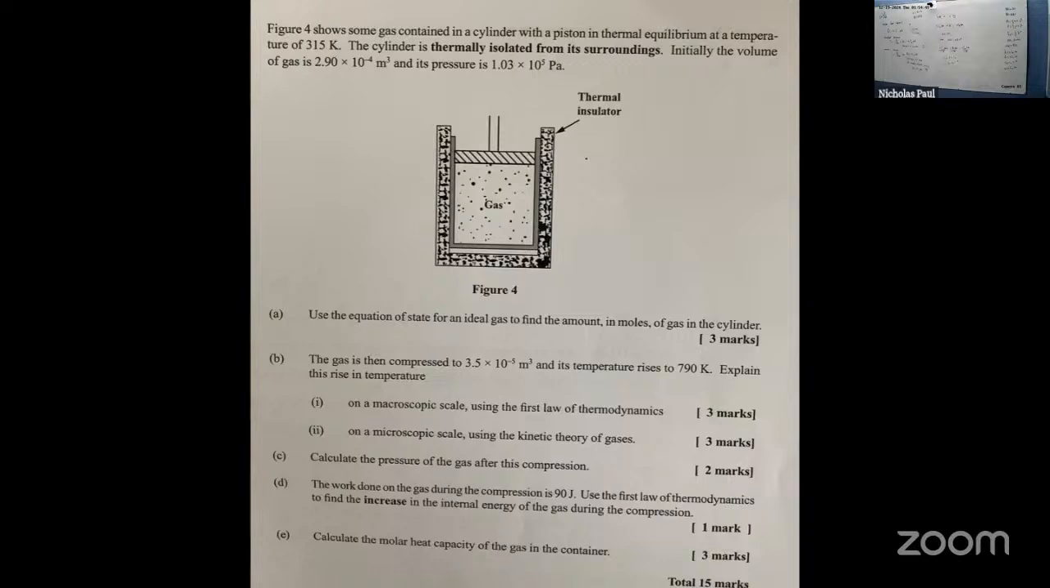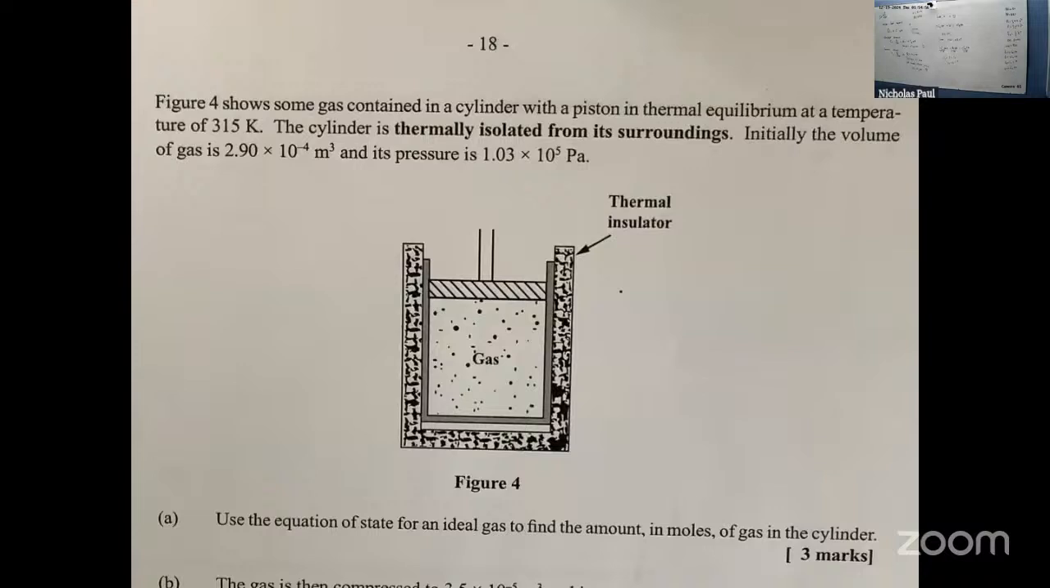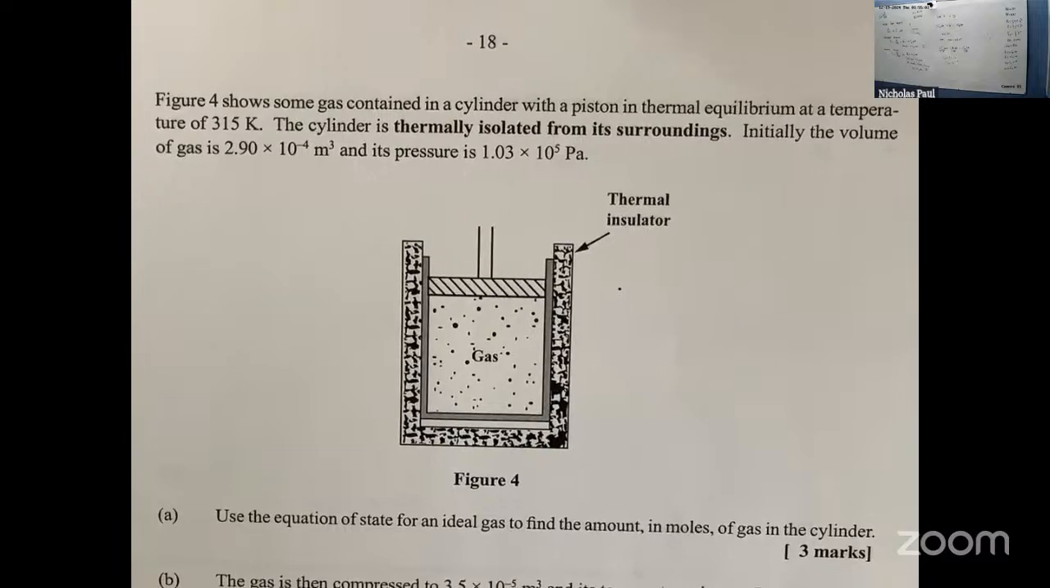Okay, good. So let's take a look at it together. First thing you do, you write down all the important stuff. Figure 4 shows the gas contained in a cylinder in thermal equilibrium at a temperature. So they gave you T. T is 315 Kelvin. It's thermally isolated, so no heat is going to be added to the system. Its initial volume, they give you V, 2.9 by 10 to the minus 4.